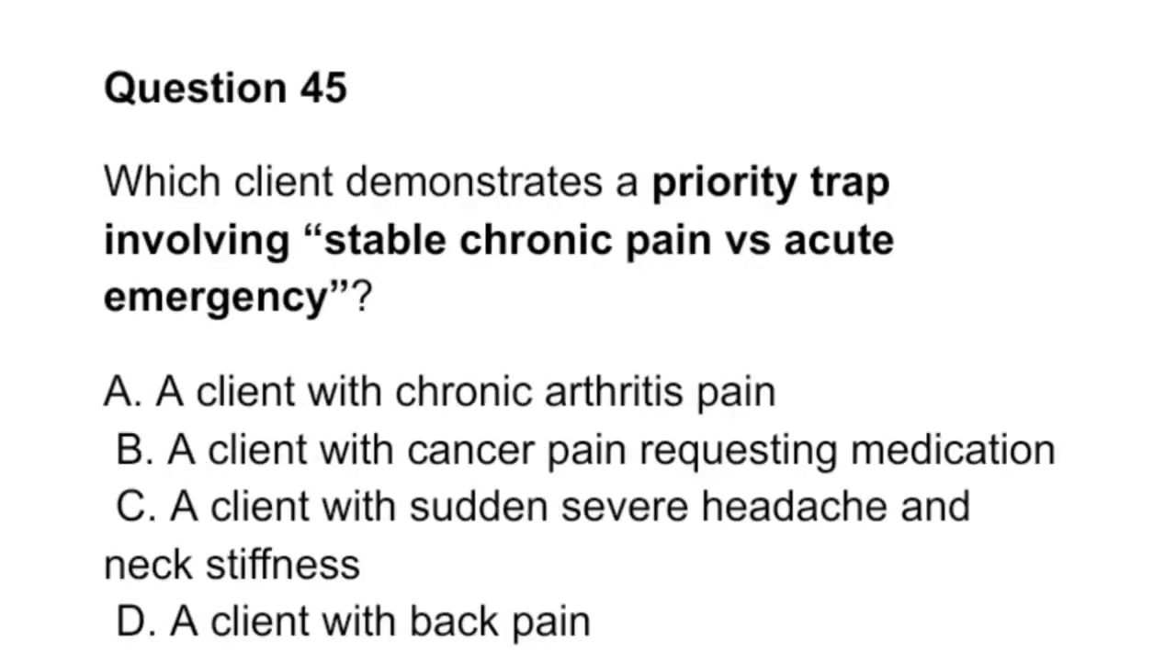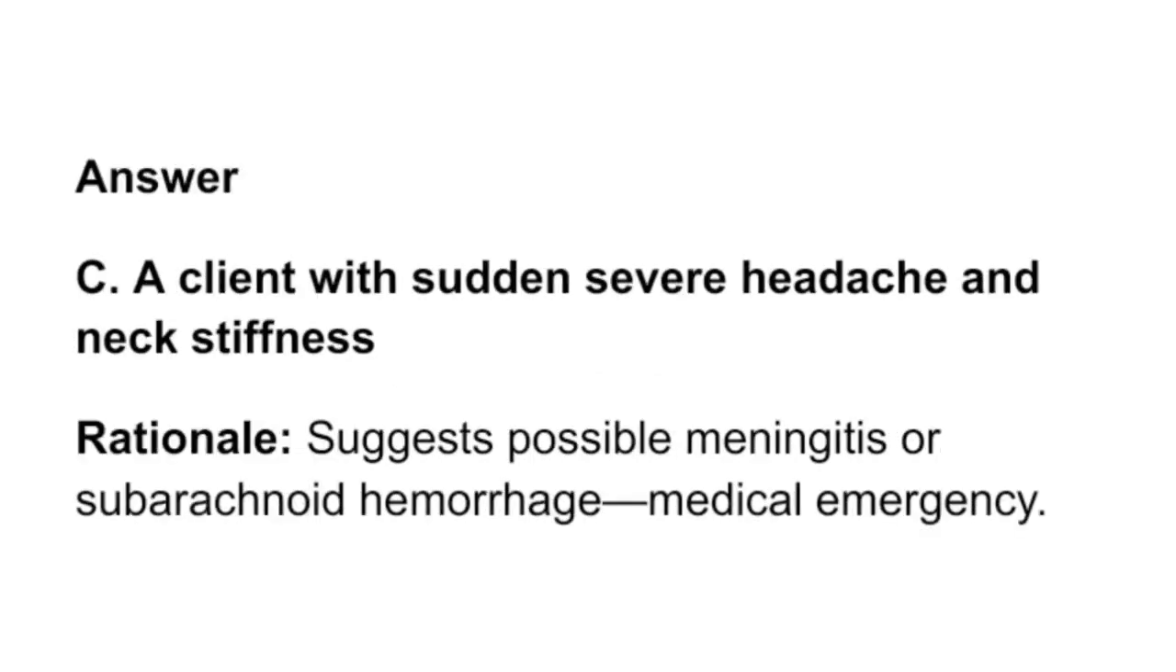Question 45. Which client demonstrates a priority trap involving stable chronic pain versus acute emergency? A, a client with chronic arthritis pain. B, a client with cancer pain requesting medication. C, a client with sudden severe headache and neck stiffness. D, a client with back pain. Answer: C, a client with sudden severe headache and neck stiffness. Rationale: suggests possible meningitis or subarachnoid hemorrhage, medical emergency.